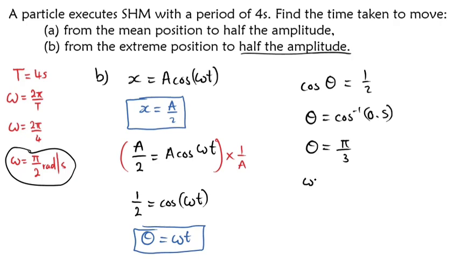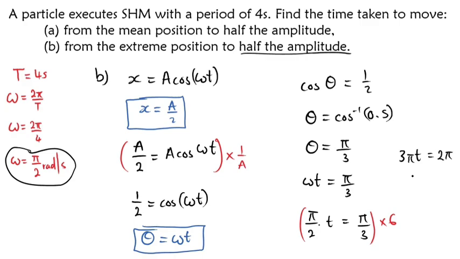Now remember, our theta is omega t, so pi over 3. Omega is pi over 2 times t. This is equal to pi over 3. The LCM of the two is 6, so I'll multiply everything by 6. Let's see what we obtain. This will give us 3 pi t is equal to 2 pi. So t is equal to 2 pi over 3 pi. Hence t is equal to 2 over 3, which is as good as 0.67 seconds. So there we have it.